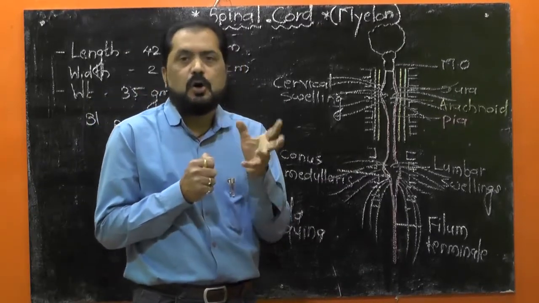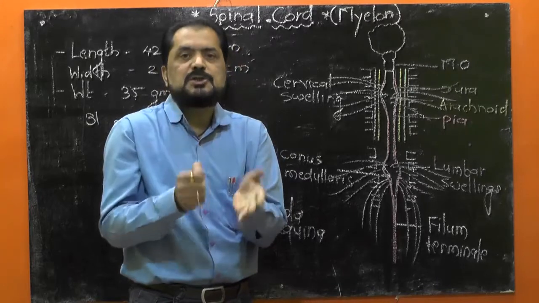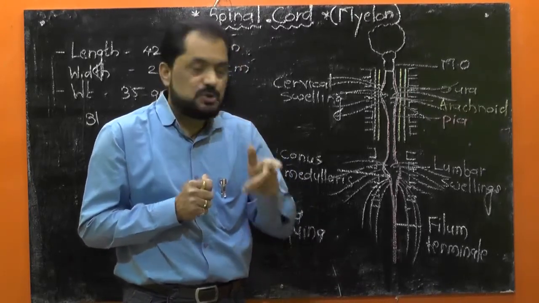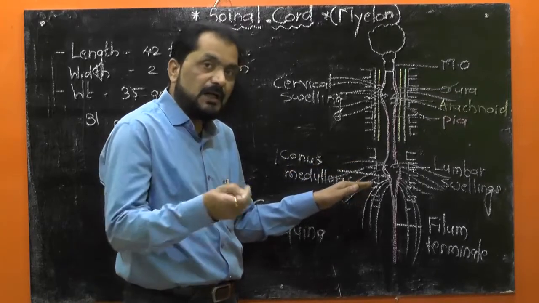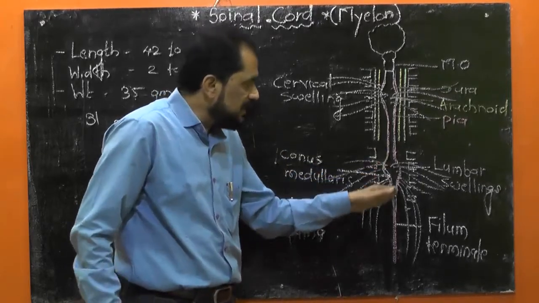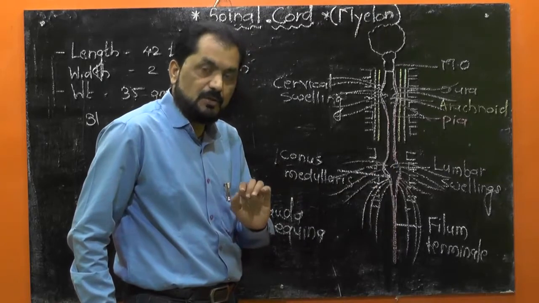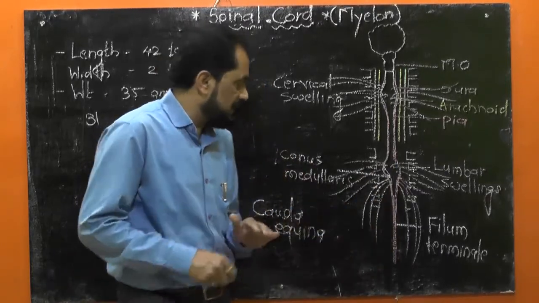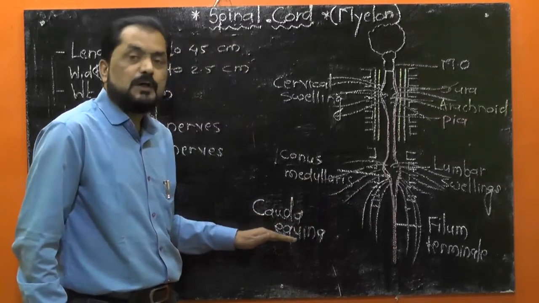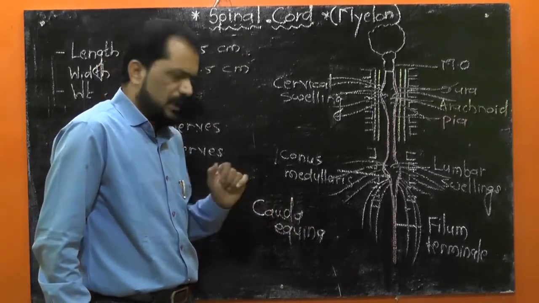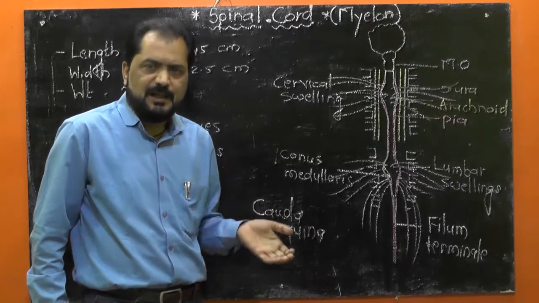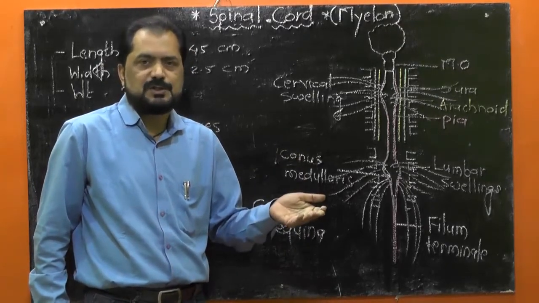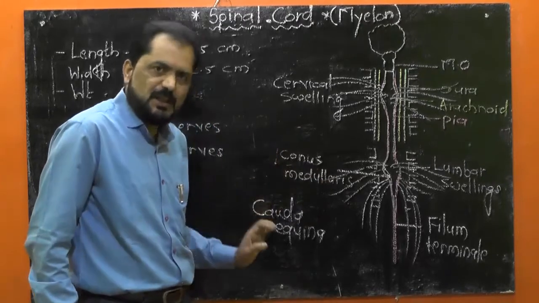This bunch of nerves arising from the posterior part of the spinal cord, the hind part of the spinal cord, along with the filum terminale, is known as Cauda equina. Here, Cauda stands for the tail and Equina stands for the horse. You know the genus of horse is Equus, from which Equina.